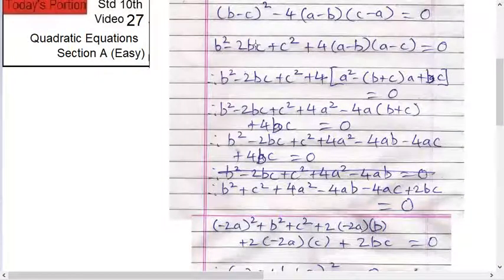B square minus 2bc plus C square, and this 4 into, keep it as it is for now. Then b square minus 2bc plus c square plus 4 into, now solve this bracket, a square. This is x minus a into x minus b, that is x square minus (a plus b) into x plus ab. So a square minus (b plus c) into (a plus b).